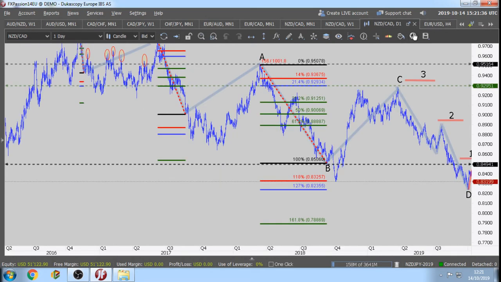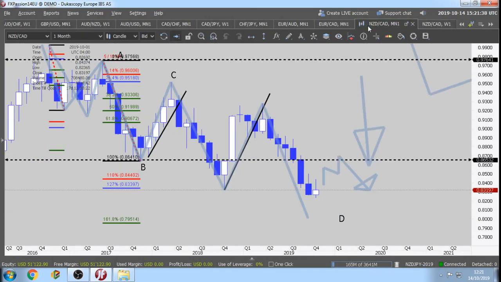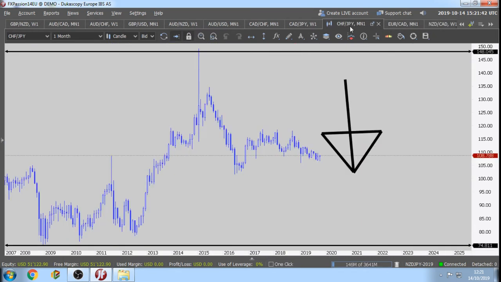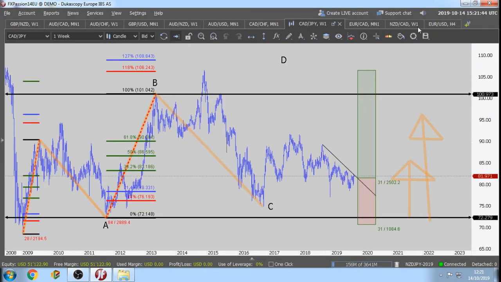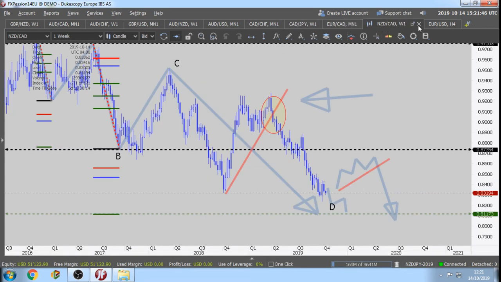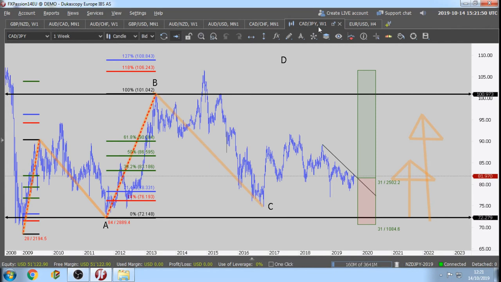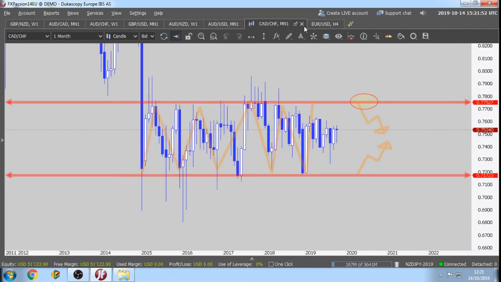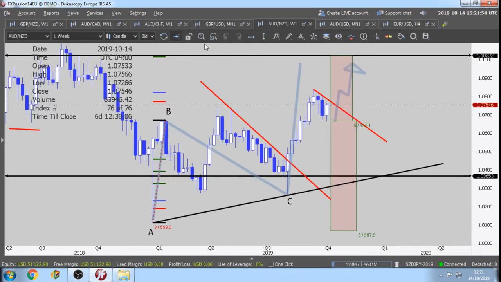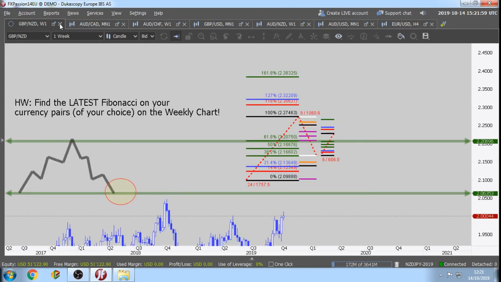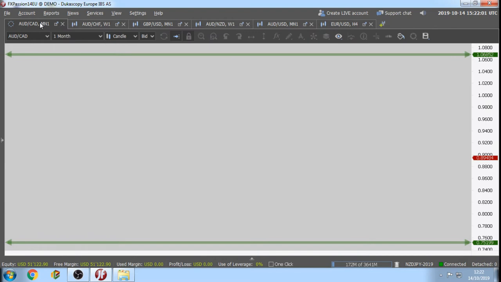Hands the cat out. Euro AUD out. CHF JPY out. Euro cat out. Canada JPY out. Canada CHF out. GBP NZD out. AUD cat. Any questions so far, everybody?